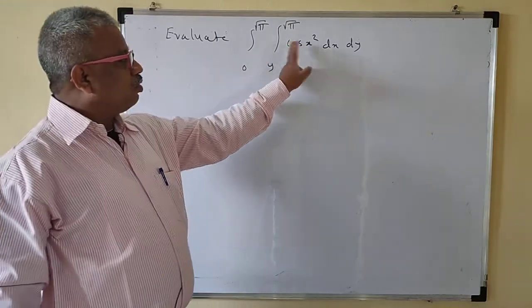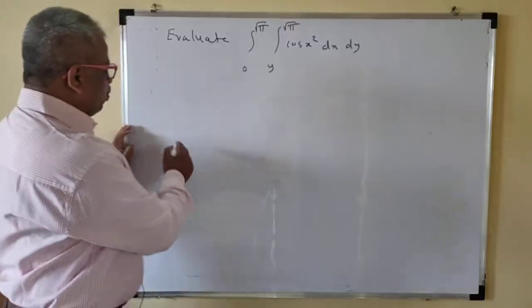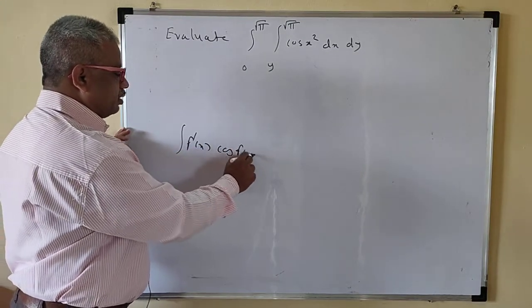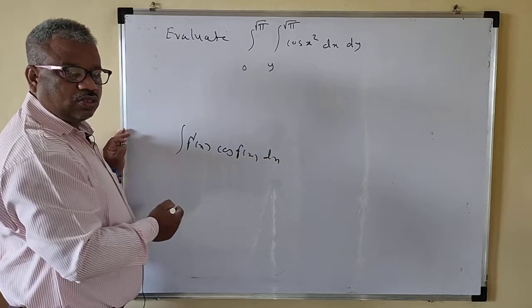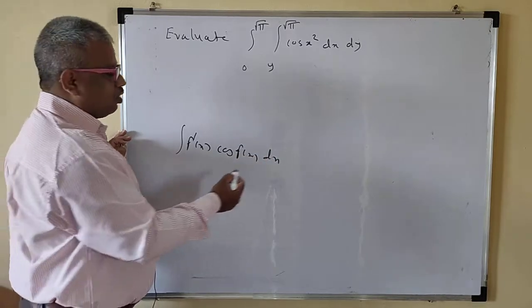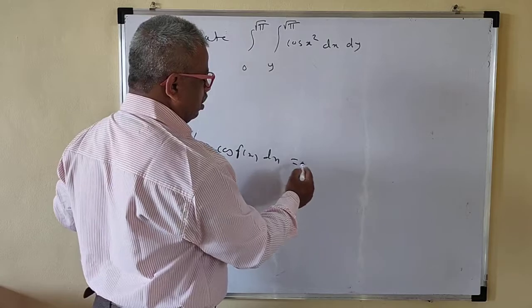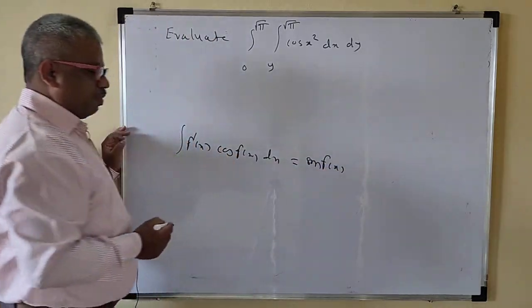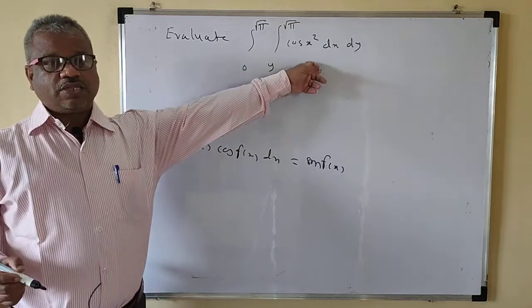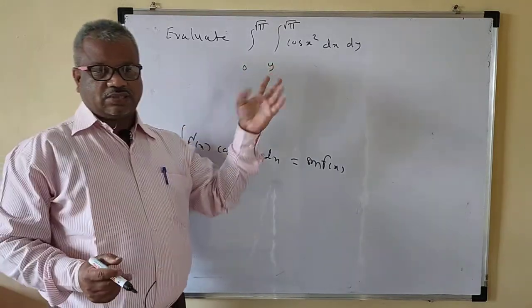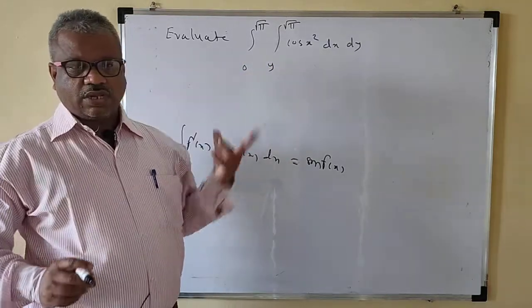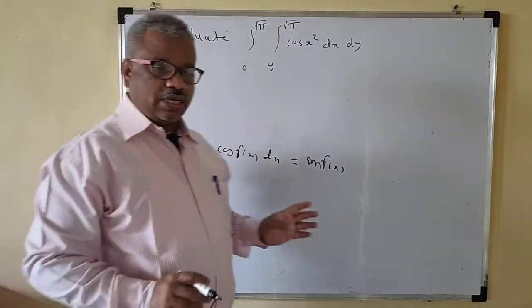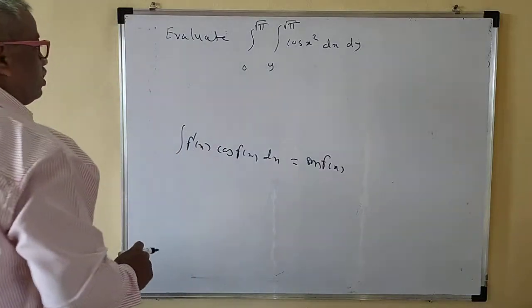If suppose this is what you are given, you can manage this as cos of f of x. So this is just like cos of x, and the integration of cos of x is sine of f of x. But this is not of the form: for x square, the derivative of x square is twice x, forget about 2, but x dx is not there. That means cos of x square is not integrable with respect to x.